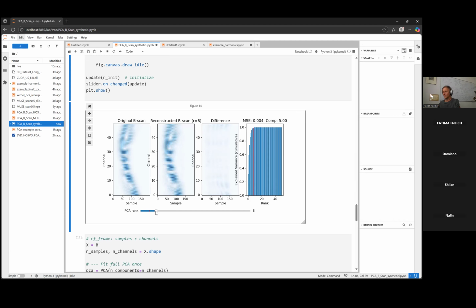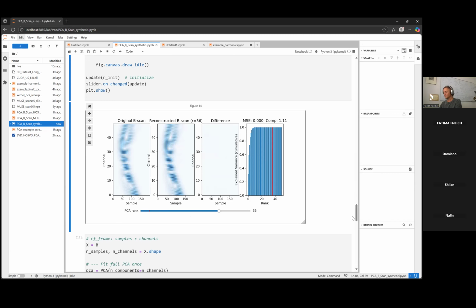In fact, here at rank 8, we have a compression factor of 5, and we have a mean square error of 0.004. We already have a very accurate reconstruction. Of course, you can go even higher. You can go to rank 9, 10, 11, 12 if you want. The mean square error becomes practically 0. The compression becomes, of course, lower and lower. Now we're just at factor 3 compression, and as you go higher, it goes to 1, which means no compression.